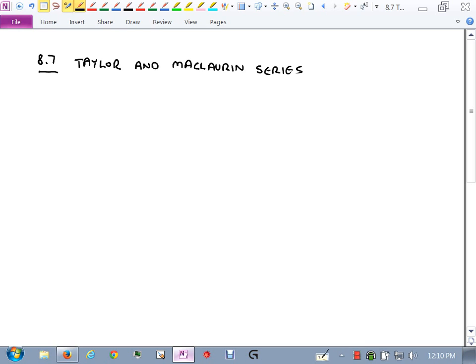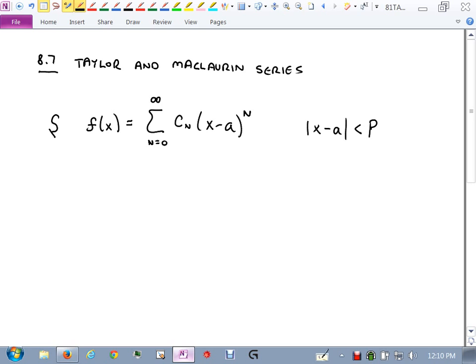But what is it, right? So here we go. Suppose that you have a function f of x equal to the sum from n equals 0 to infinity of c sub n times (x minus a) to the n, and you have that the absolute value of x minus a is less than R, where capital R is your radius of convergence. So what we have is a convergent power series.